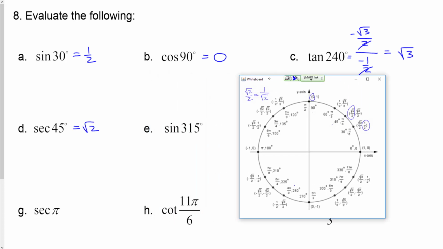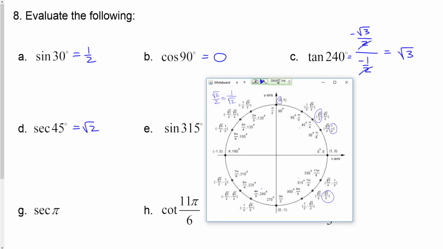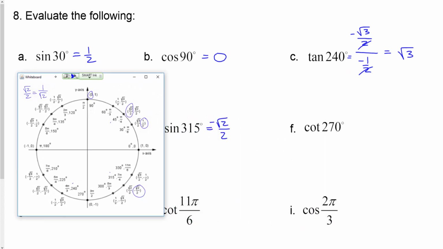Sine of 315 degrees, there's 315, there's my sine. I don't need to do anything to it. Whoops, I'm sorry, that's cosine. But it's effectively the same, it's just a negative. Sorry. Sine is the y coordinate.